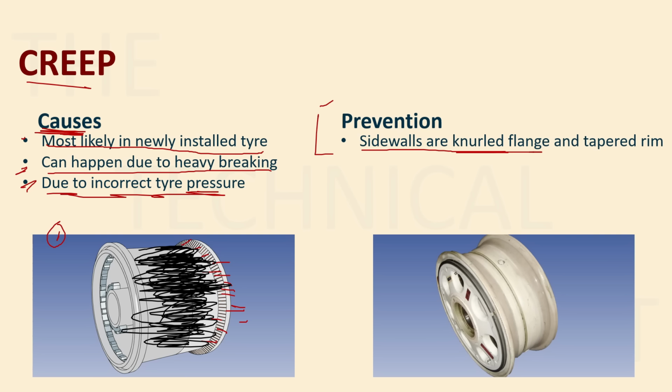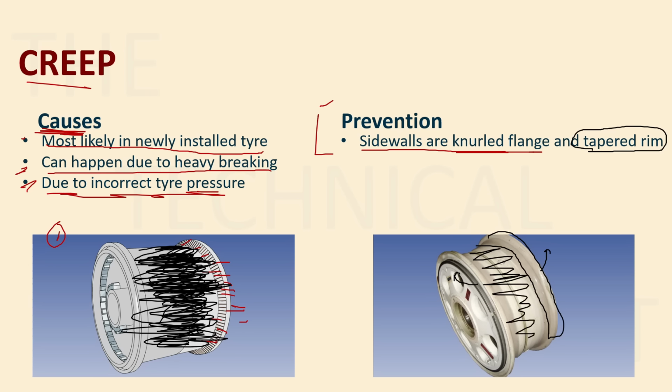And the second thing that you use is a tapered rim. So what is a tapered rim? It's just that you taper the edges, right? As you can see in this image, the edges are tapered. So this also helps in the tire gripping. When you inflate this tire, it will grip onto the wheel rim, and hence it will prevent creep.